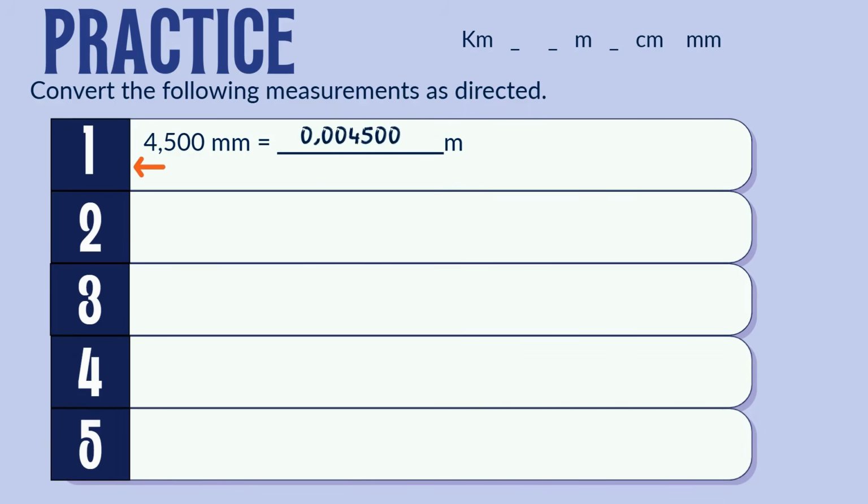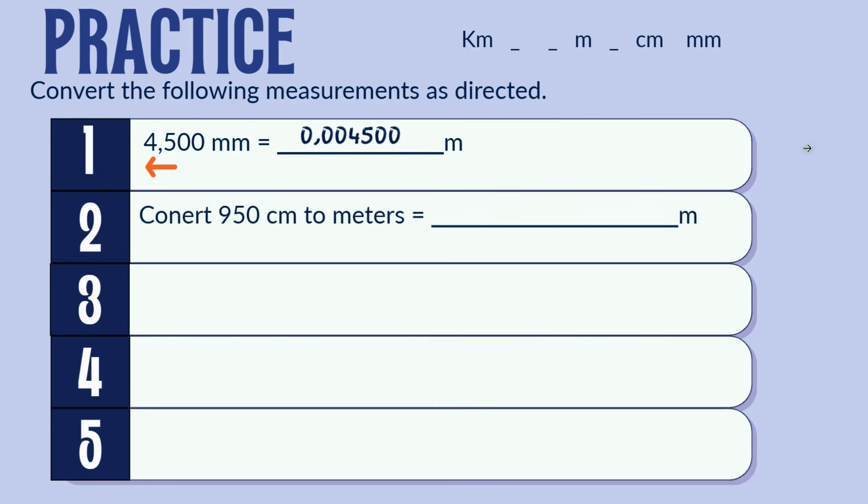The answer is 0,00450 meters because we jumped from millimeters 1, 2, 3 times. Our comma was in between the 4 and 5. We jumped 1, 2, 3 times.